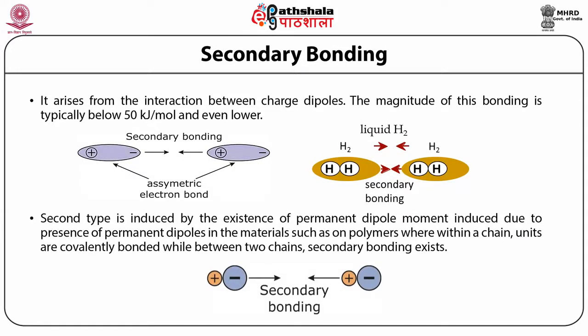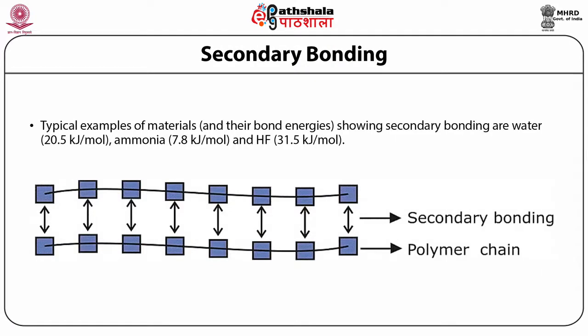The second type is induced by the existence of permanent dipole moments, due to the presence of permanent dipoles in the materials, such as in polymers, where within a chain units are covalently bonded, while between two chains secondary bonding exists. Typical examples of materials and their bond energies showing secondary bonding are water, having bond energy of around 20.5 kilojoules per mole, ammonia, having energy of around 7.8 kilojoules per mole, and HF, having energy of around 31.5 kilojoules per mole.